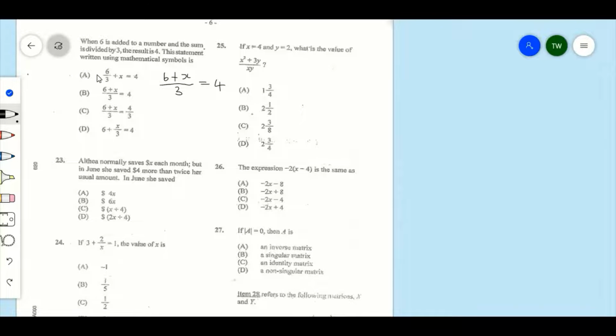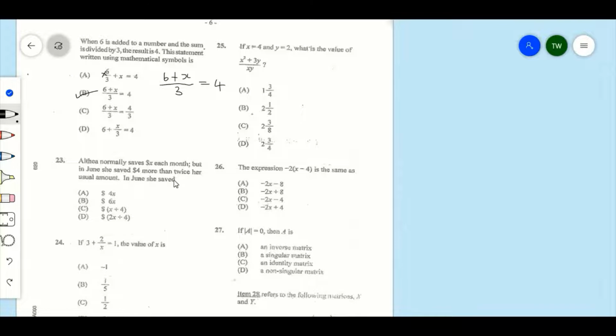So when we look at option A, this one is incorrect. When we look at option B, that one is correct. Alright, so our answer would be B in this case. Now for 23, Althea normally saves X dollars each month, but in June she saved 4 more than twice her usual amount, right?